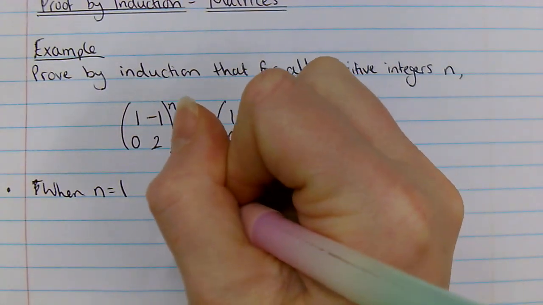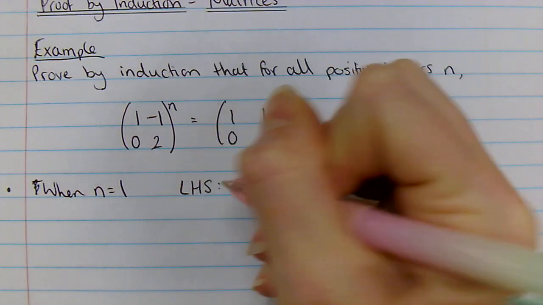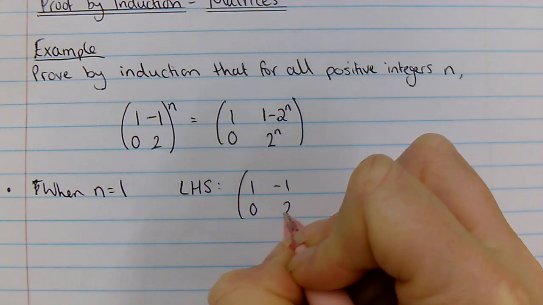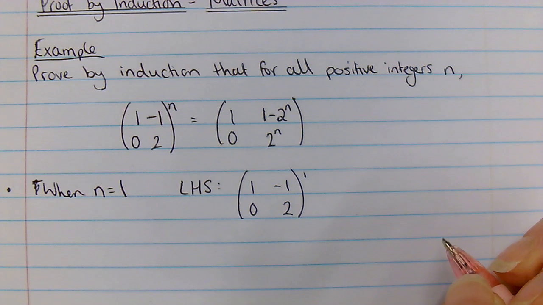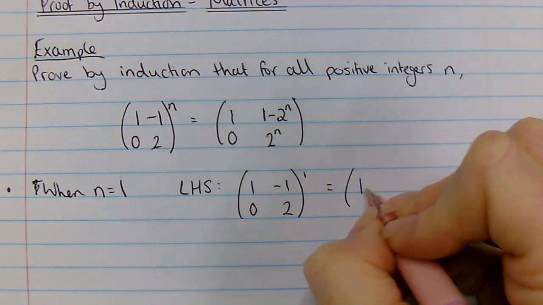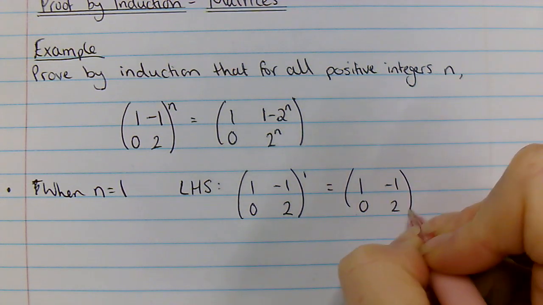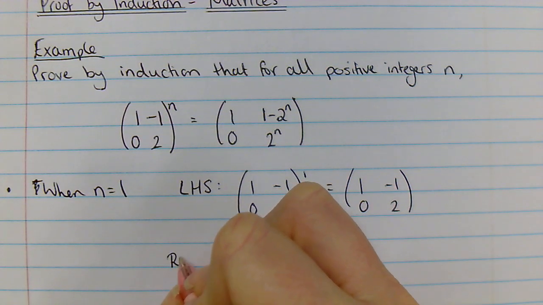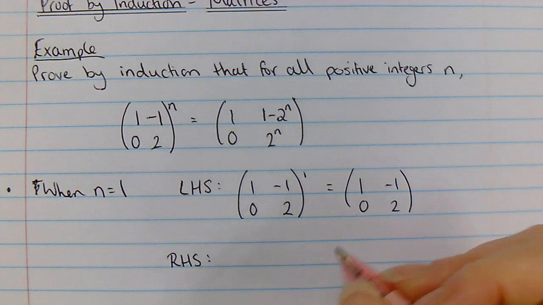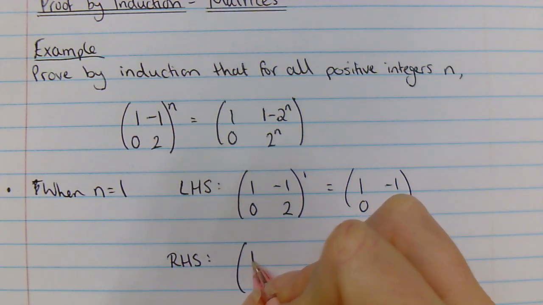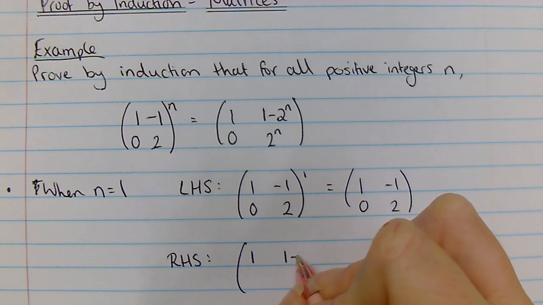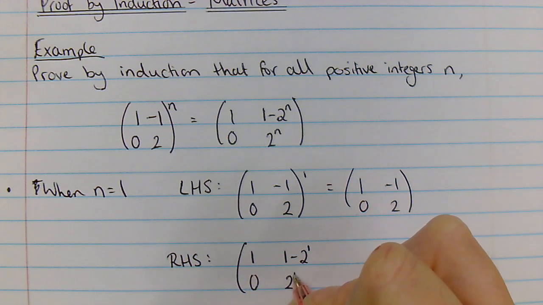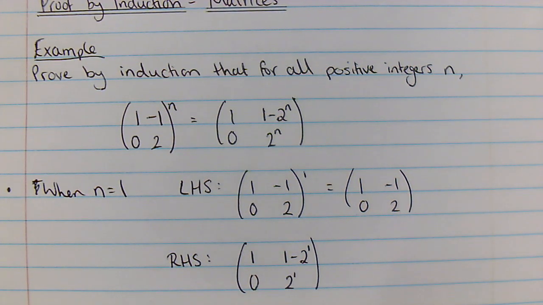So if we start with the left-hand side, we're going to have (1, -1; 0, 2) to the power of 1, which is obviously (1, -1; 0, 2). Okay, and then if we do the right-hand side, remember all the n's are becoming 1s, so we've got 1, and then 1 minus 2 to the power of 1, 0, 2 to the power of 1.